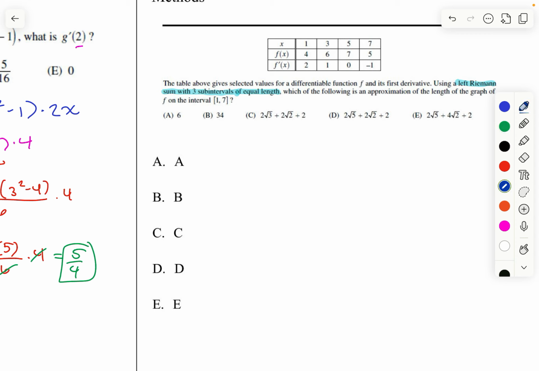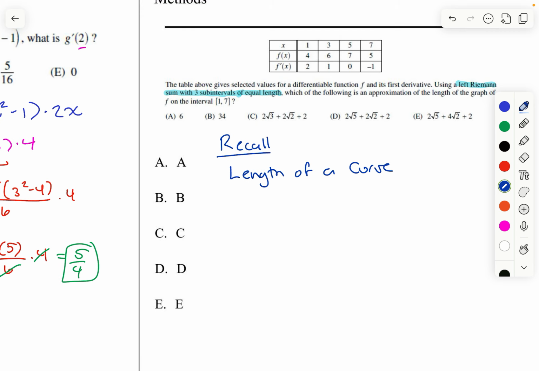They probably do that because they just think you're doing a good old LRAM under the function. But we're trying to approximate the length of a curve, so you need to recall the length of a curve formula. There's a couple formulas for arc length depending on the mode you're in, but it looks like this.